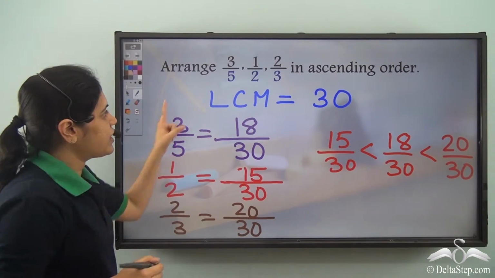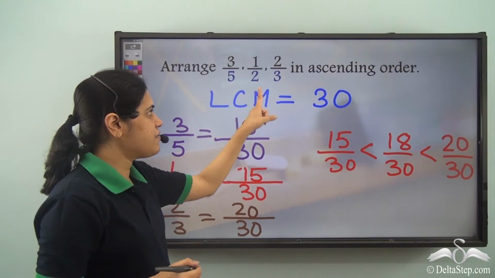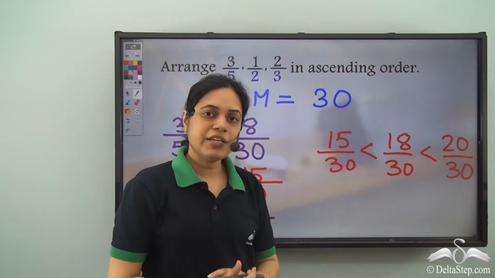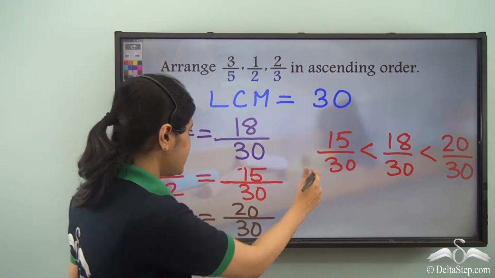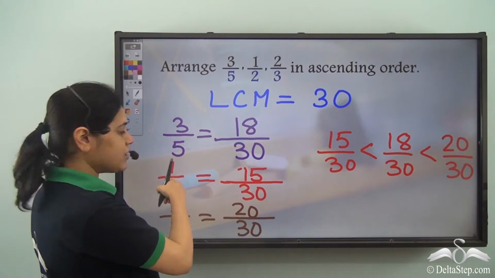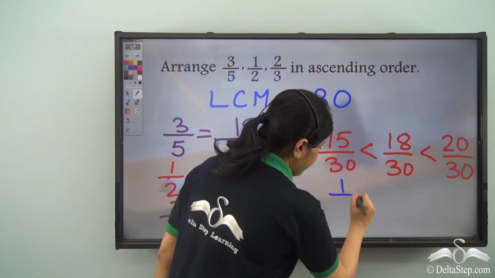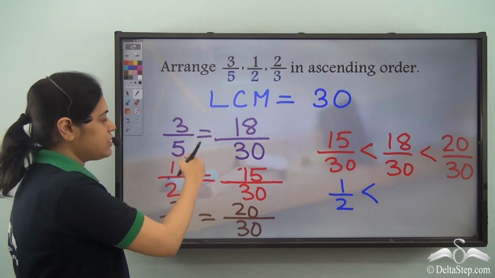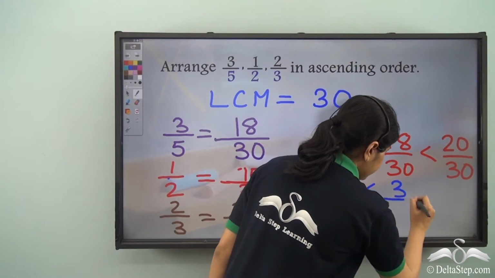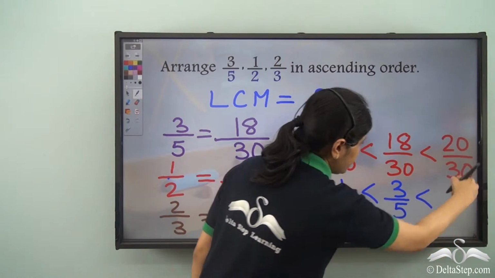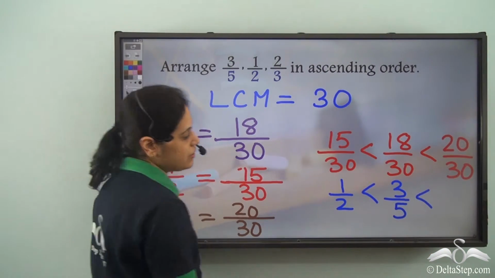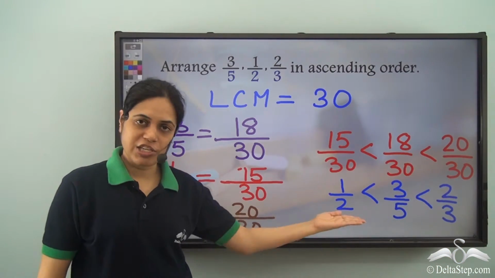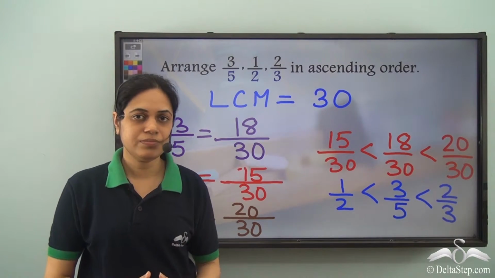But the fractions in the question were 3 by 5, 1 by 2 and 2 by 3. So I need to replace these by the original fractions. Now 15 by 30 is half. So I have half less than 18 by 30, which is 3 by 5, less than 20 by 30, which is 2 by 3. So these are the fractions arranged in ascending order.